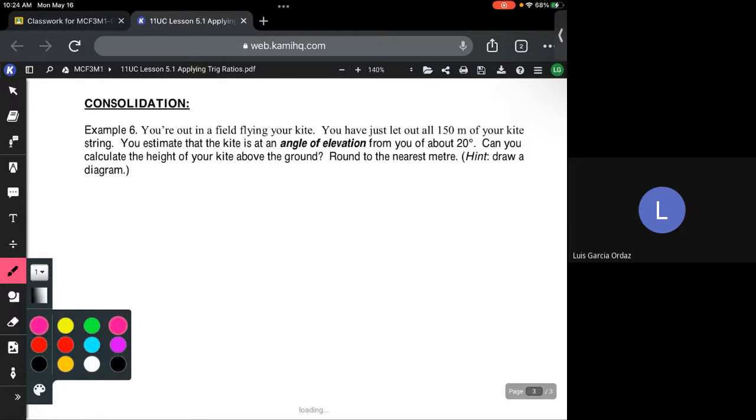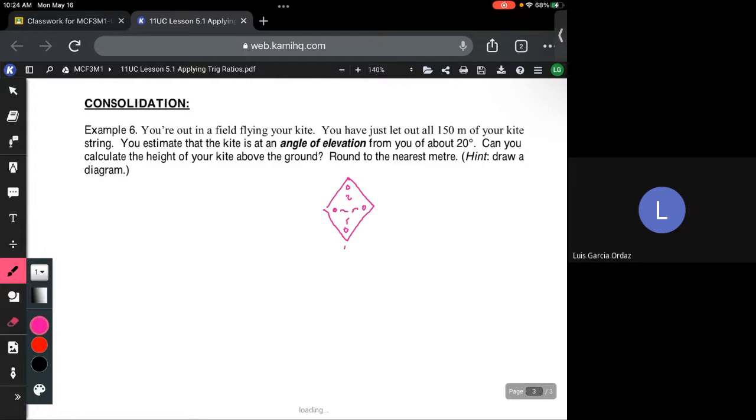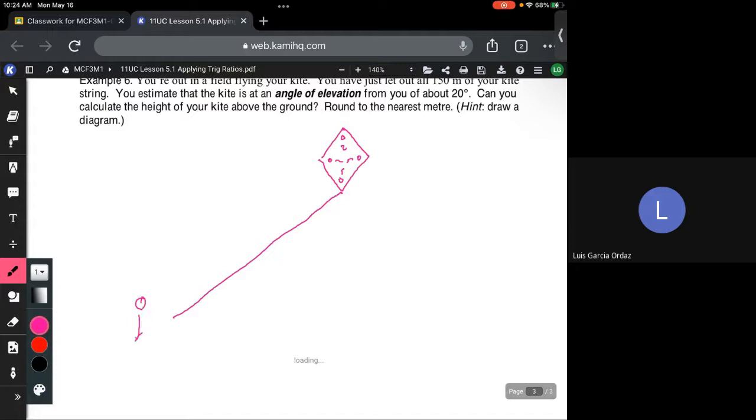So you have your kite over here. This is the string of the kite. This is Cynthia holding the kite. Look how short your hair is. You need longer hair. Math is fun. Okay, so this is the string of her kite.